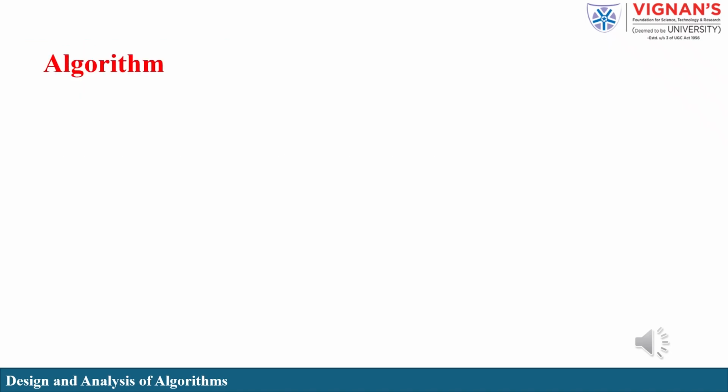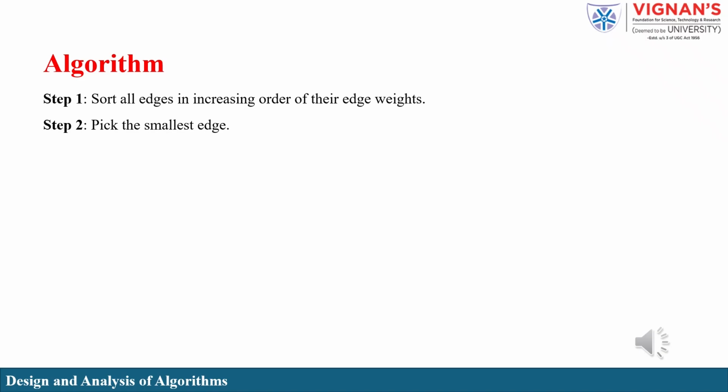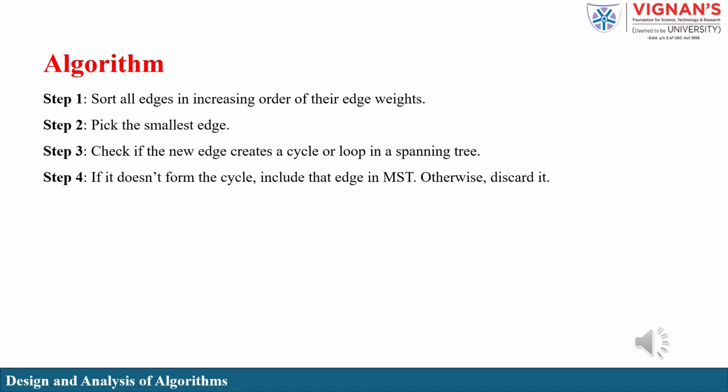First, sort all the edges of the graph in increasing order of their weights. Next, select the edge with the smallest weight. Then, check whether adding this edge creates a cycle in the spanning tree. If the edge does not form a cycle, include it in the minimum spanning tree. If it forms a cycle, discard the edge. Repeat this process until the spanning tree contains |V|-1 edges. This process gives the minimum spanning tree of the graph.